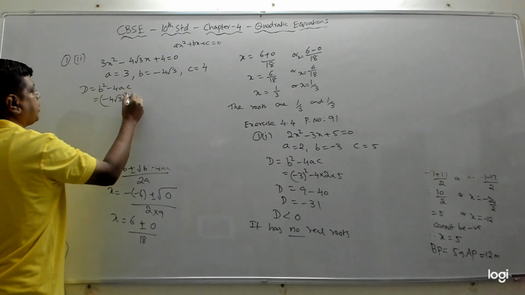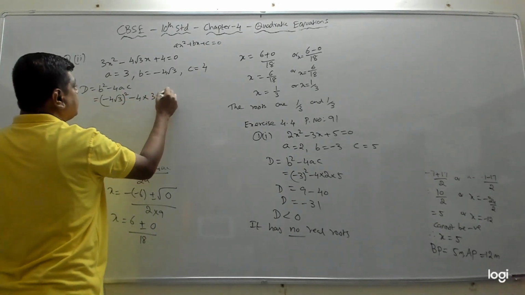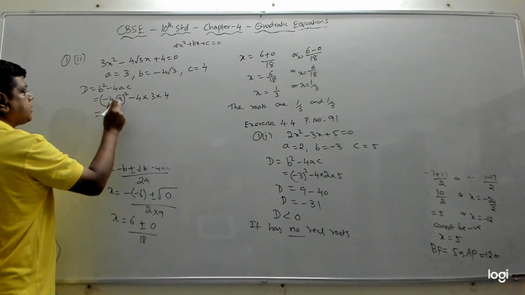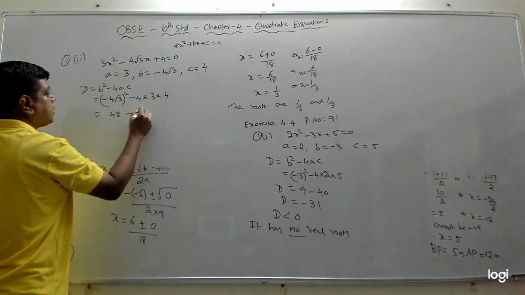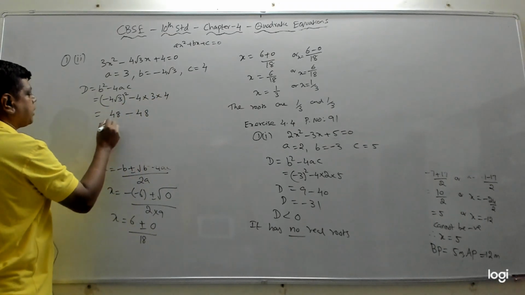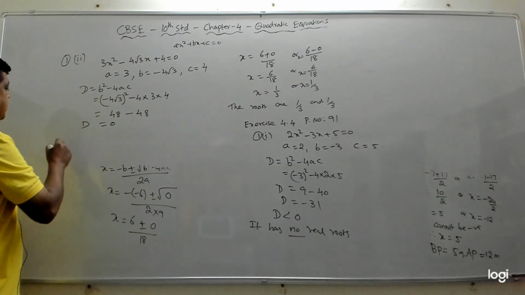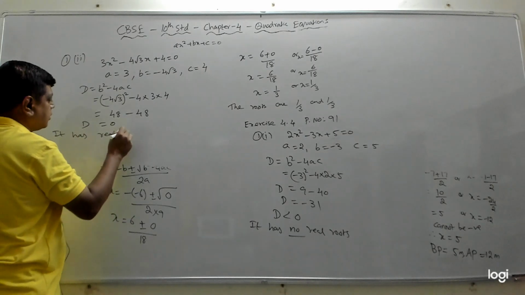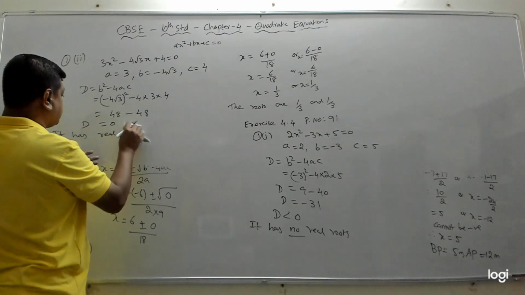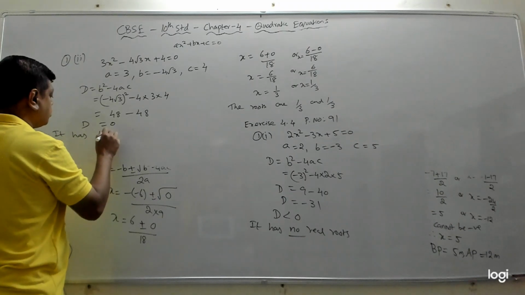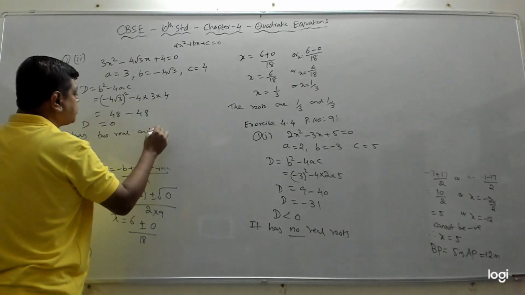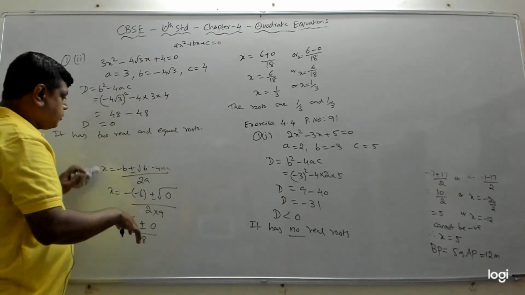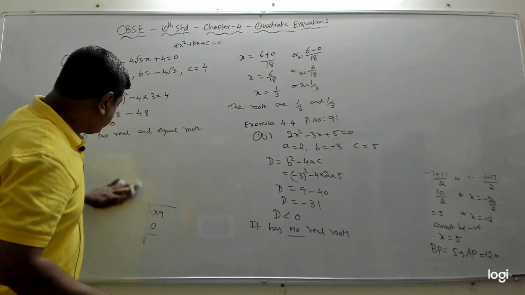That is b square. Minus 4 into A is 3, into C is 4. Now 4 root 3 the whole square is 16 times 3, which is 48. This is minus 48. 12 fours are 48. So it becomes 0. When D equal to 0 means it has 2 real and equal roots. Which means real root exists. So we can find them. We can proceed and try to find the value of that.